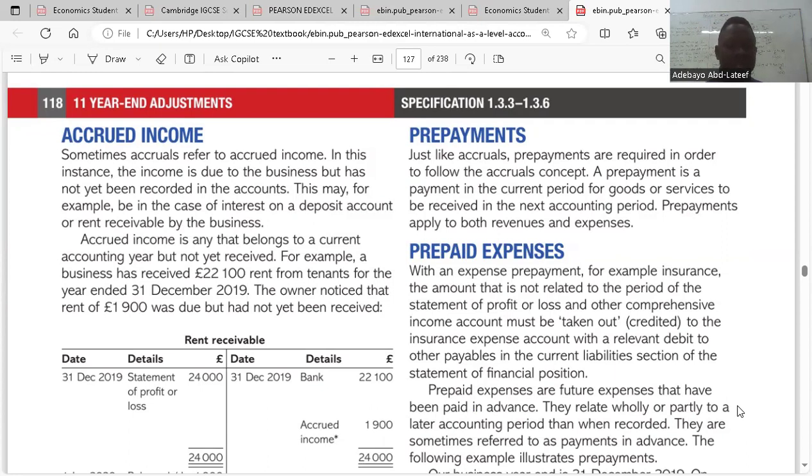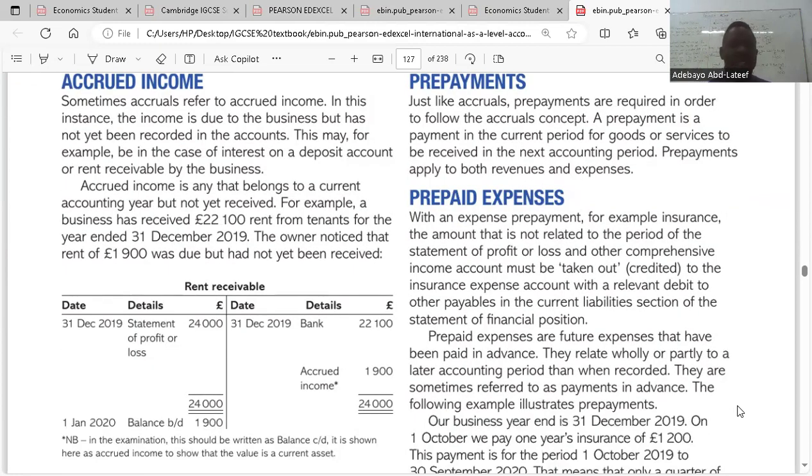So here they said a business has received 22,100 rent from tenants for the year ended 31 December 2019. The owner noticed that the rent of 1,900 was due but had not yet been paid. So the total amount, this is what we call rent receivable. So here, the rent receivable amount is 22,100, but 1,900 has not been paid, which is part of the rent for the year. So the difference is 1,900. Out of the amount to be paid for the whole year, 22,100 has been paid. So 1,900 is being left.